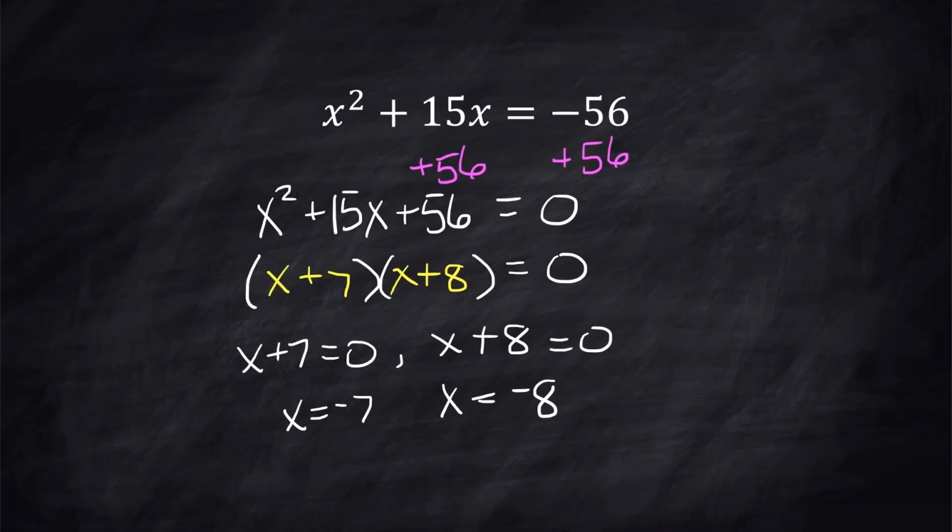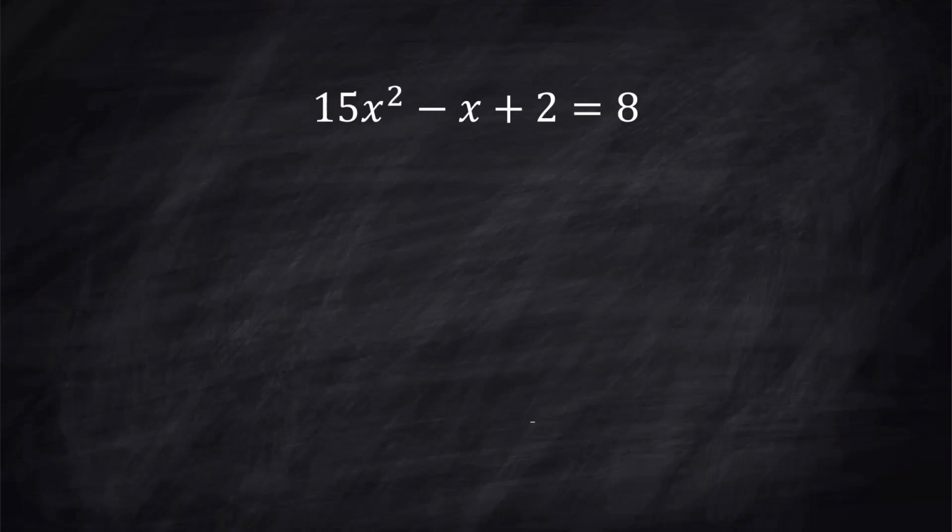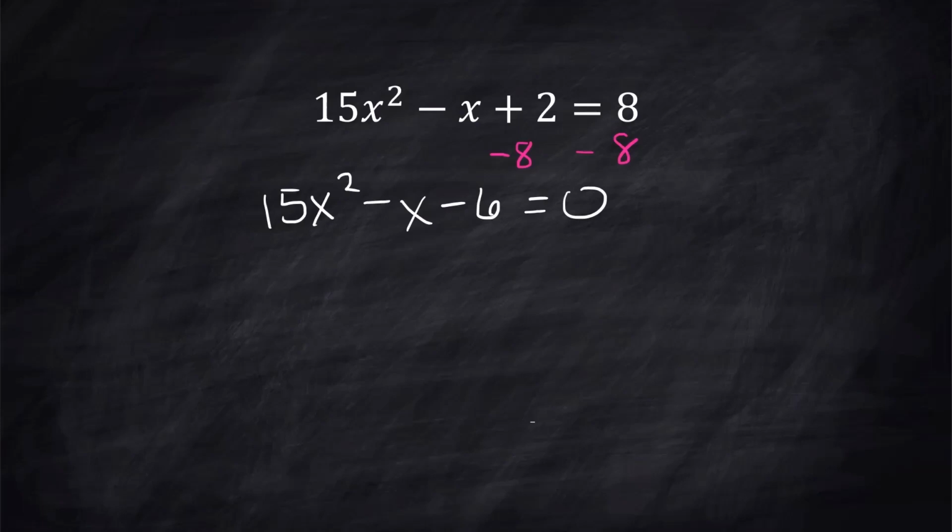This is the basic idea of factoring and solving. Now we end up having to do a little bit more complicated algebra. We need to subtract the 8 from both sides. 15x squared minus x minus 6 equals 0. Now if you need a review of how to factor, I'll put a link up in the corner for a video I made for that.